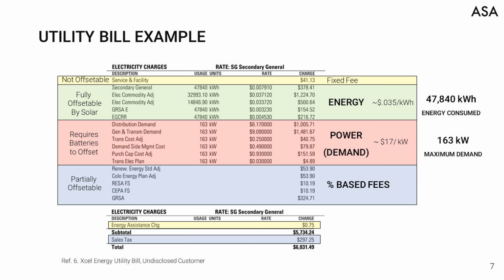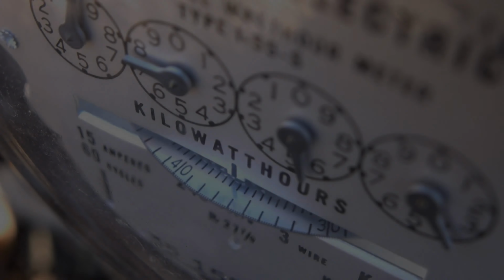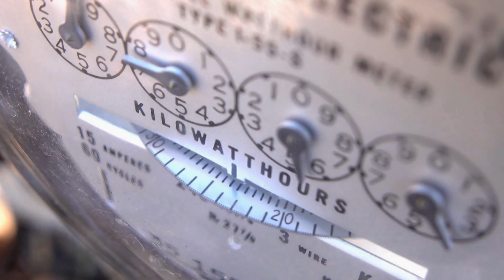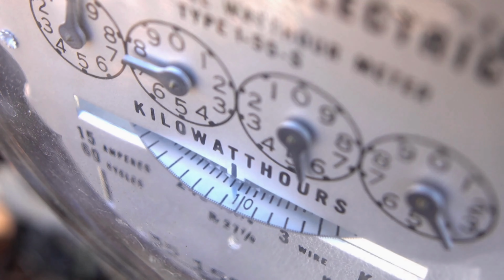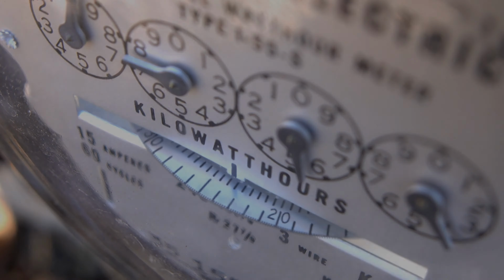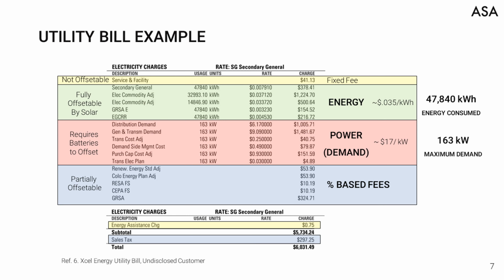On the other hand, assuming the utility allows net metering, energy is fully offsettable by solar because it is accounted for based on a simple net equation. When a solar system may overproduce energy during the day, the meter rolls backwards, and then at night, it rolls forwards, resulting in the net billed amount. This enables a full offset of the bill's energy charge. Bills with high energy charges and low demand charges are preferable for solar.